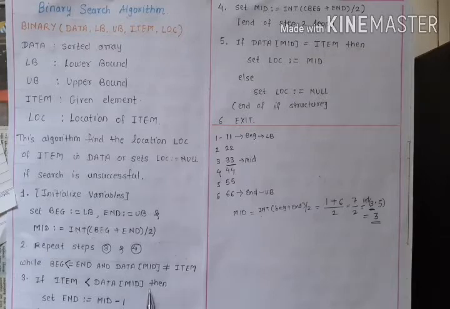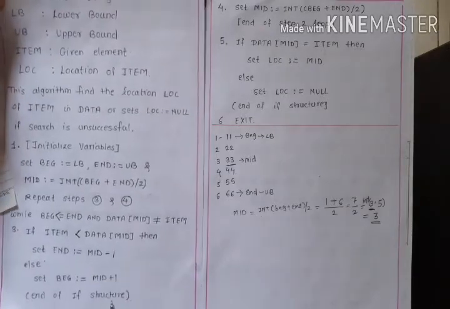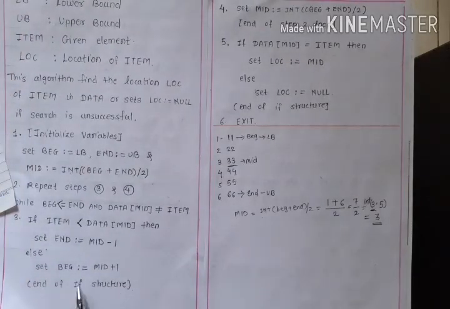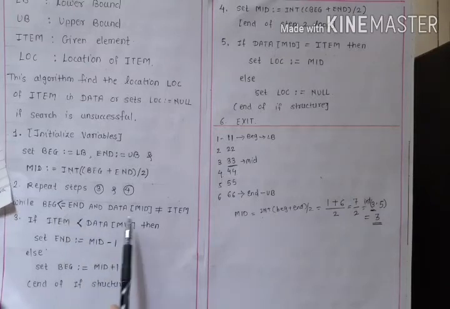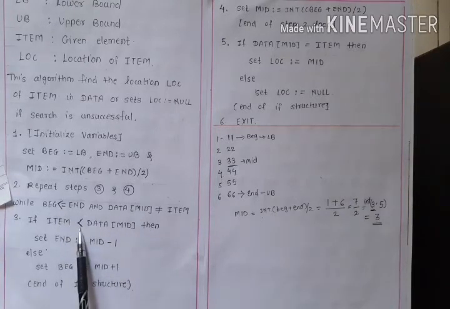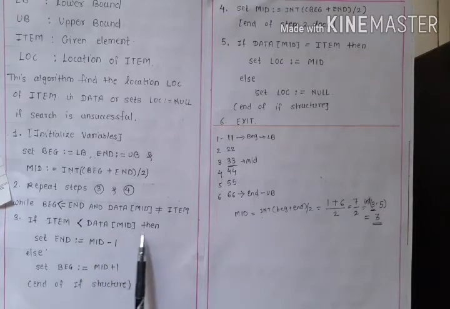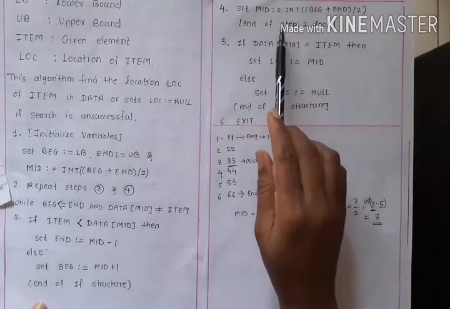If this condition is false, then go to the else part and set the new beginning value, that is beg equals mid plus 1. See here, if these conditions are true, then check the third condition: if item is less than data of mid, then set end equals mid minus 1, giving the new value for the ending. If the condition is false, then beg equals mid plus 1. Then here is the end of the if structure. Then go to the next step.